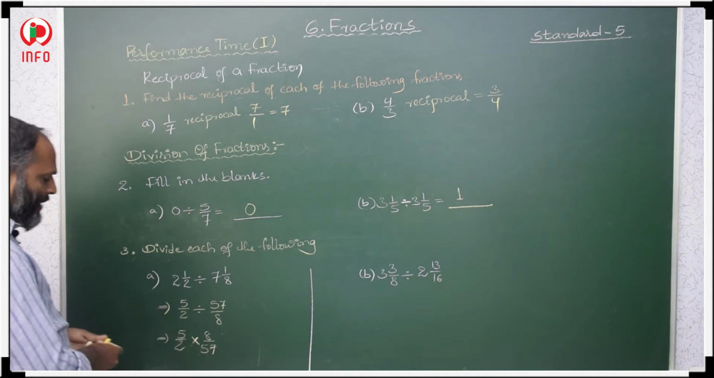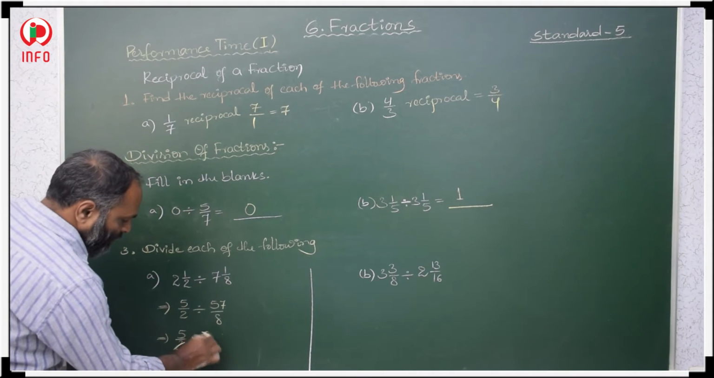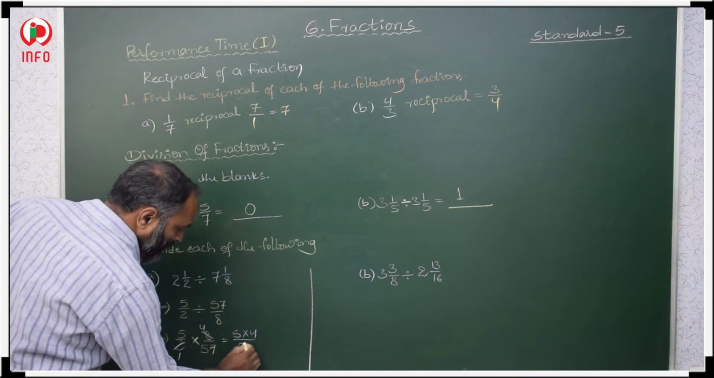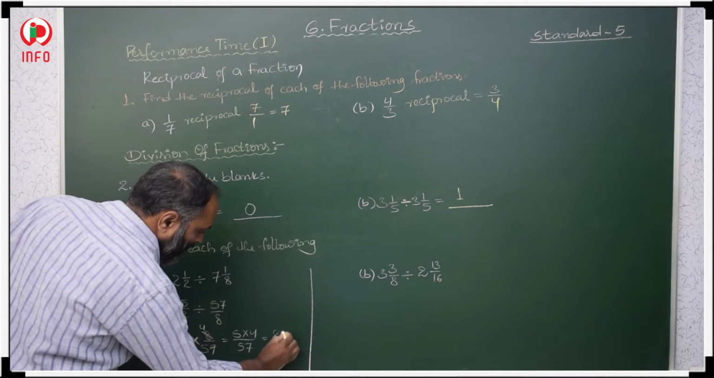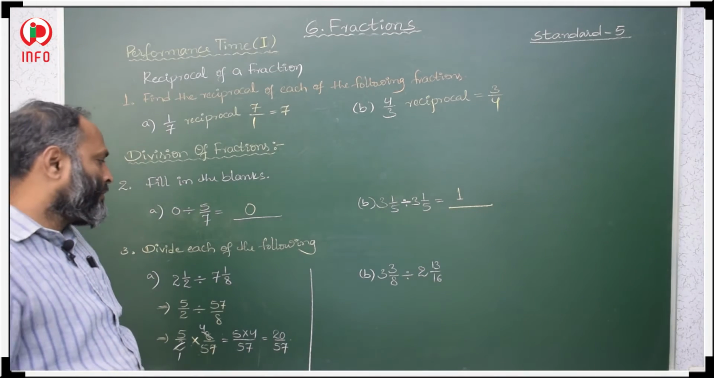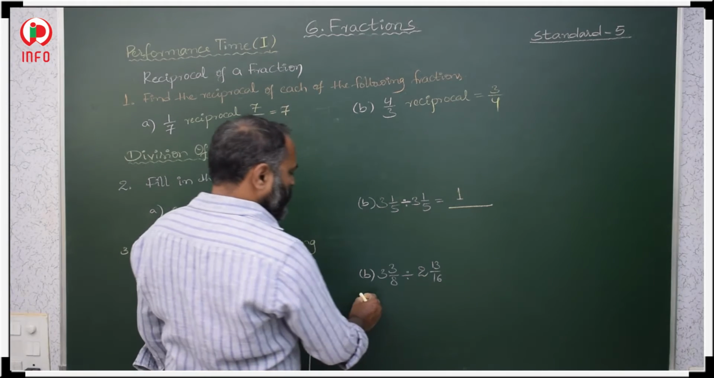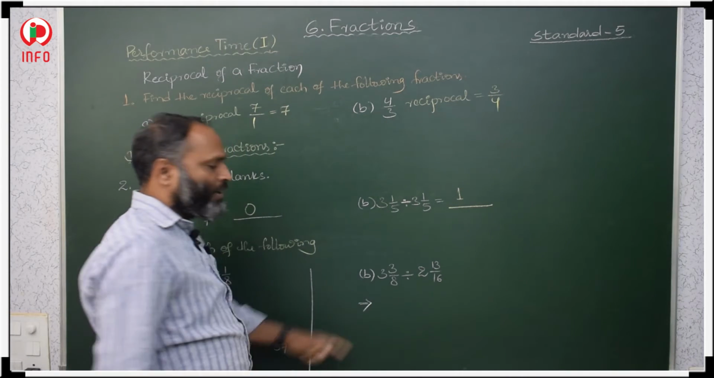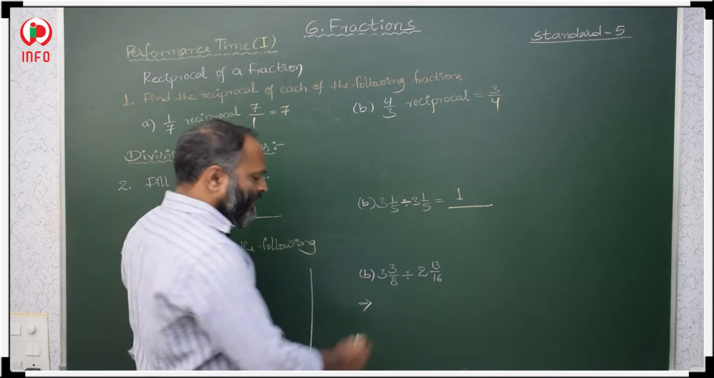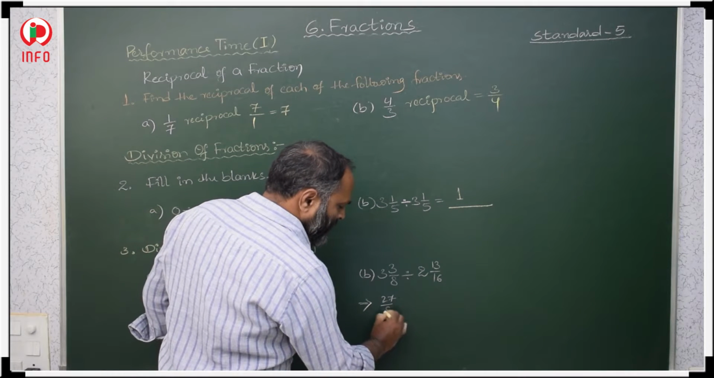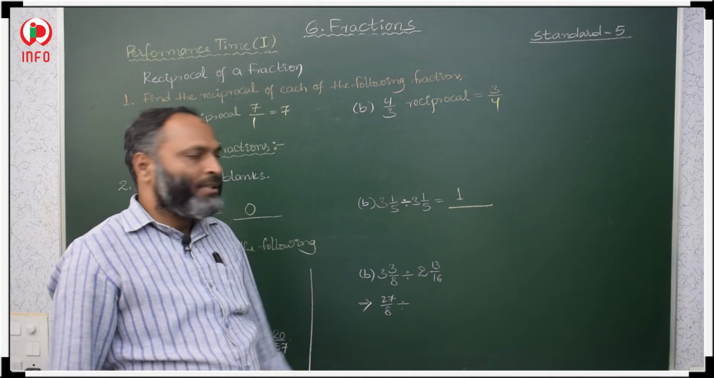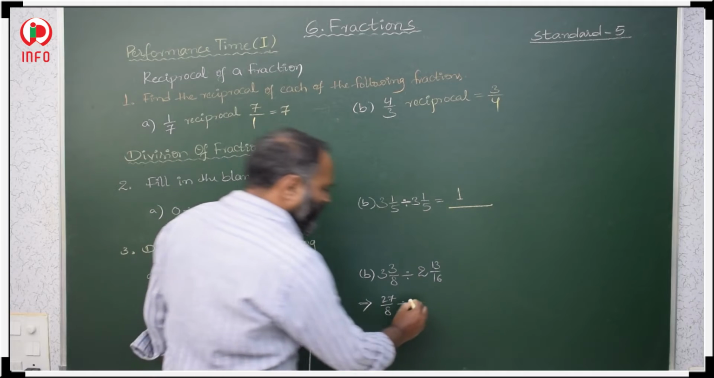So these two have common factor 2. 2 1s are 2, 2 4s are 8... that is 5 into 4 by 57. 5 4s are 20 by 57. 20 by 57. Now the second. This is our mixed fraction, so we have to convert into improper. 8 3s are 24, 27. 27 by 8 divided by 16 2s are 32 plus 13, 45.